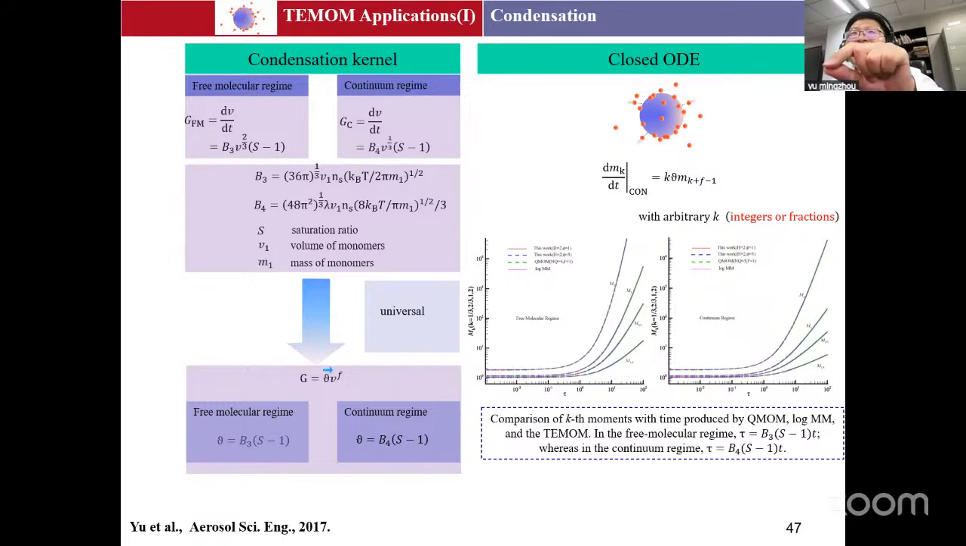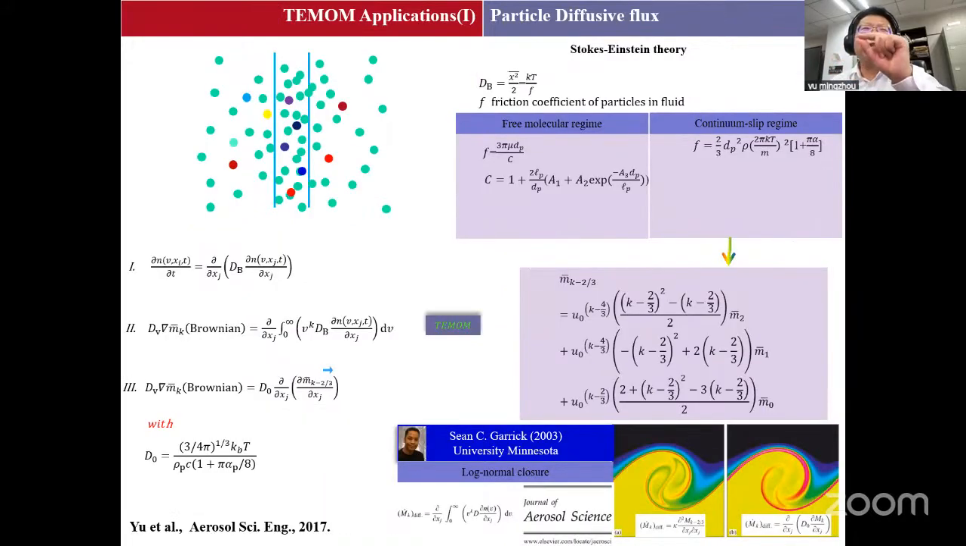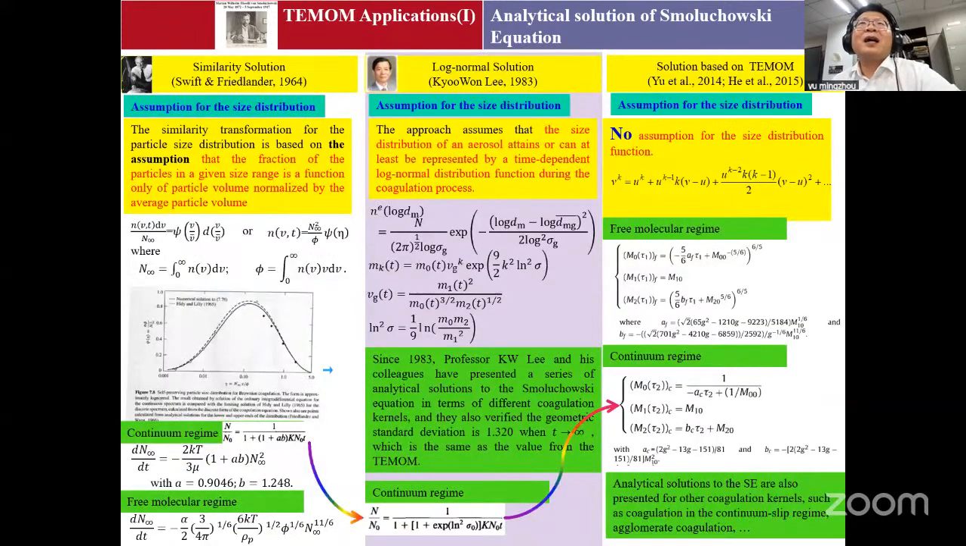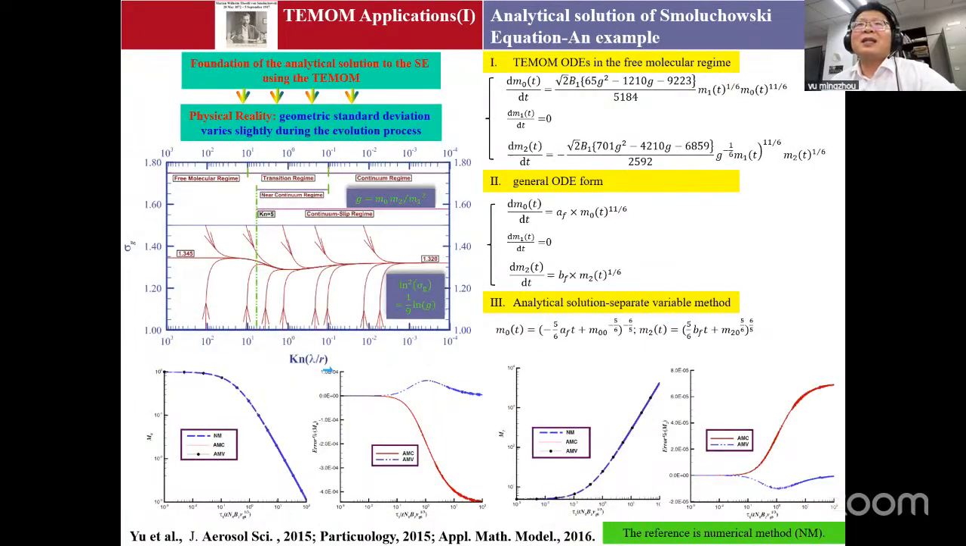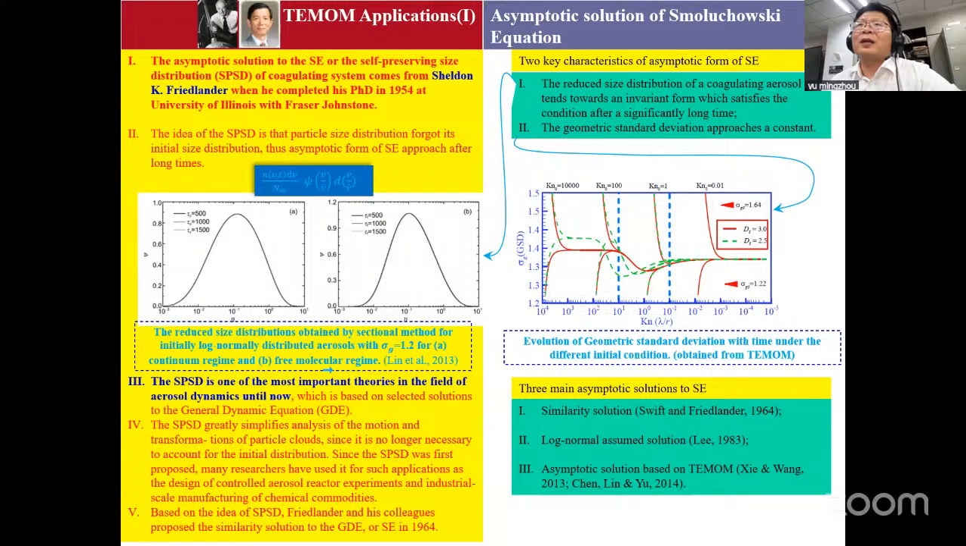This is the condensation problem. This is the Brownian coagulation and this is the diffusing process, and this is the analytic solution of the Smoluchowski equation. This problem was first studied by Professor Brandt and Professor Lee. So I give some solutions using TEMOM. Okay, so this is the example, also examples using the method.